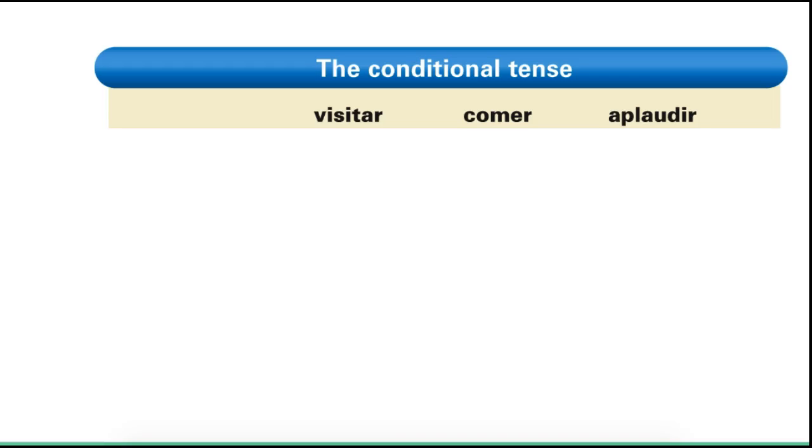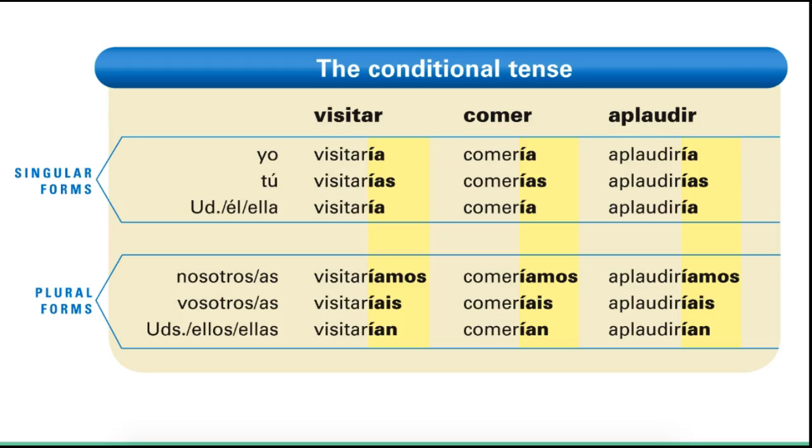Here are some examples of three regular pattern verbs. We have visitar, which is an AR verb, comer, an ER verb, and aplaudir, an IR verb. As you look at this conjugation chart, notice that each of these three verbs stays in the infinitive form, and you're simply adding those new endings to the end.